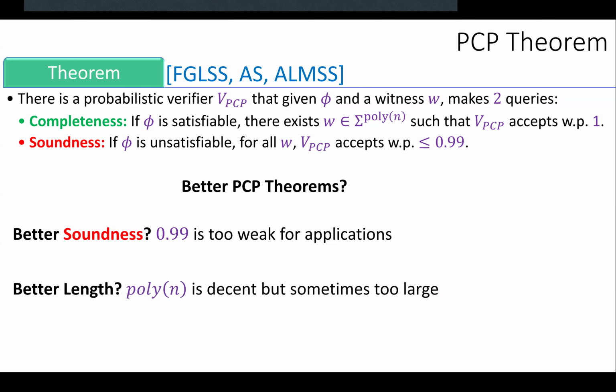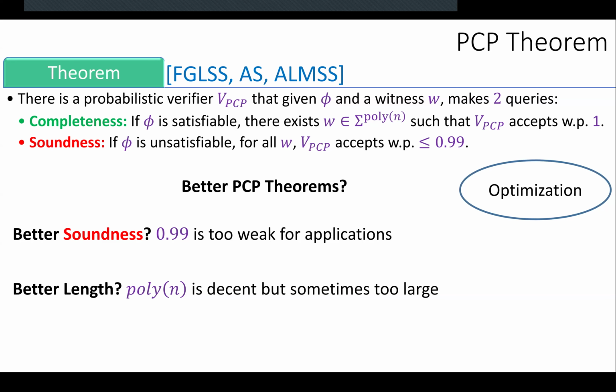And another one is you may want better length PCPs. So polynomial in n is good, but n to the 100 is not that good. So usually you want something which is shorter. If I say the word practice, then you usually need much smaller than that. With weak soundness, you can always amplify, so we'll get to that. I'm building it up.